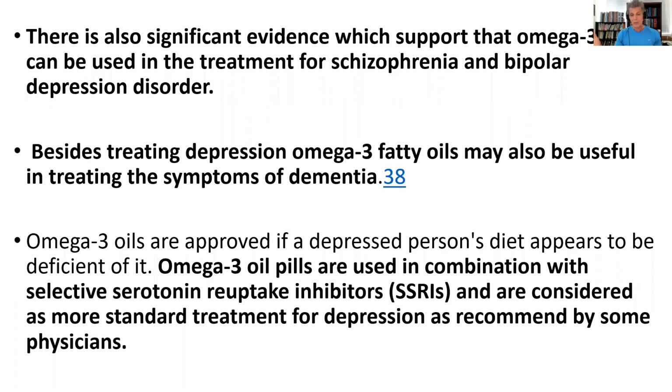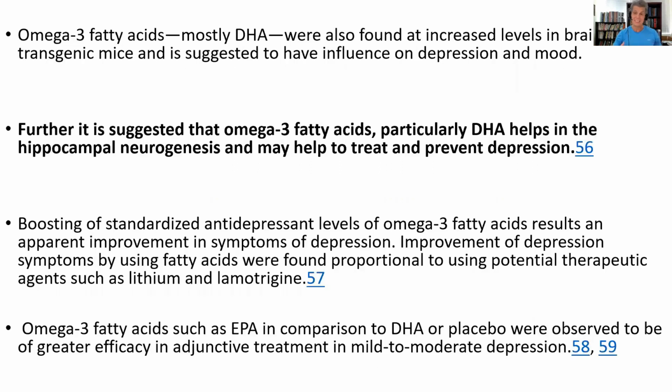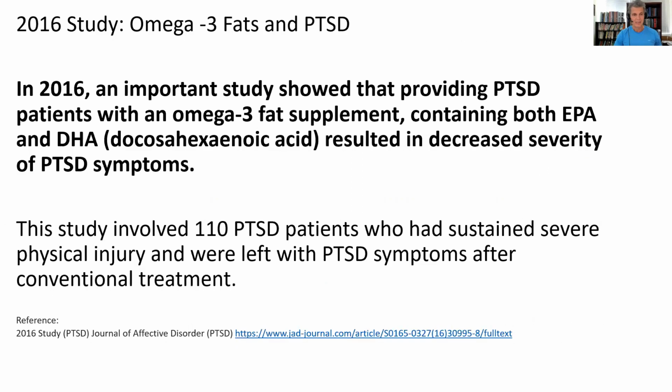So finally, omega-3 oil pills are used in combination with serotonin reuptake inhibitors like Prozac, and are considered a more standard treatment for depression as recommended by some physicians. In other words, it should be incorporated as part of the co-management in conjunction with medications in these cases. Here's a good example of a person given the selective serotonin reuptake inhibitor fluvoxamine, which is a common antidepressant. The results are better when you give the person the omega-3 fats versus the group that doesn't get that. The studies, one after the other, show the same thing. Both EPA and DHA are particularly helpful in this regard.